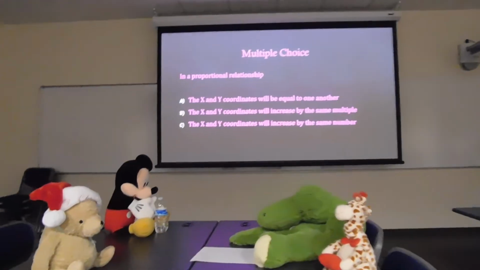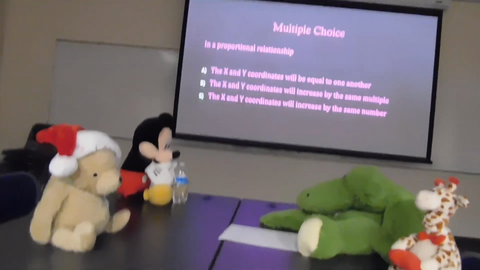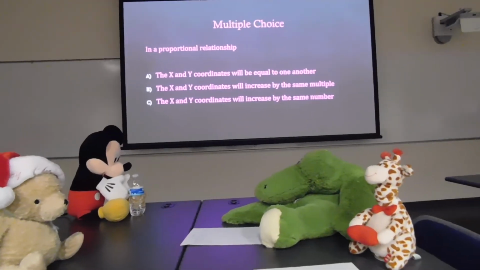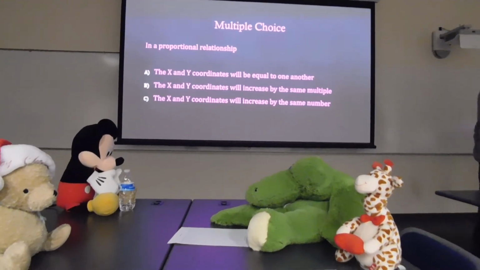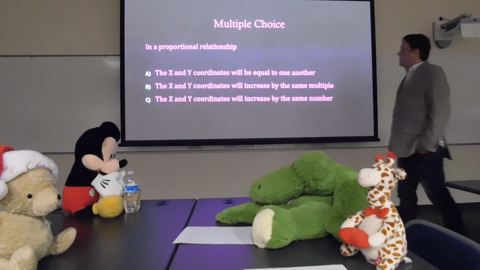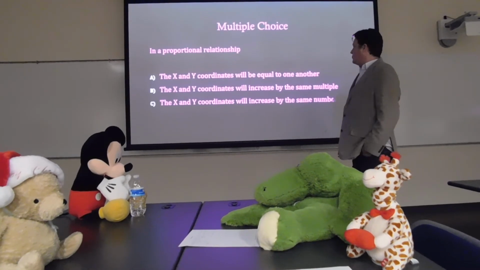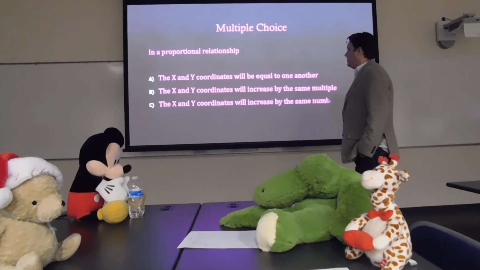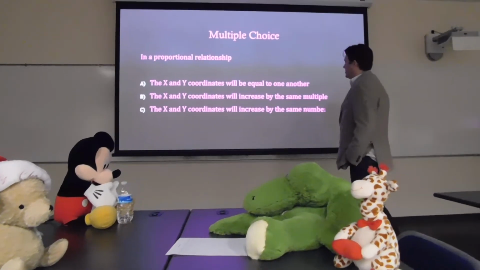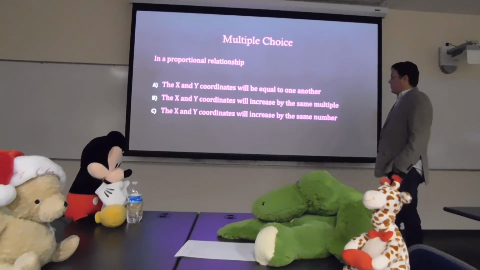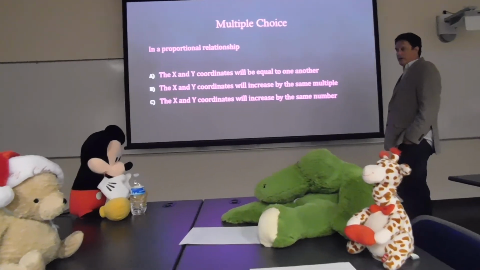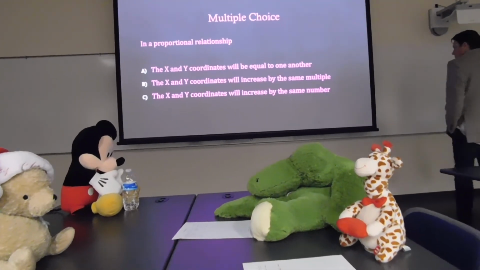So let's move on to the multiple choice section. You all have your clickers, and it allows you to answer these questions remotely. So here we've got, what is a proportional relationship? A, the x and y coordinates will be equal to one another. B, the x and y coordinates will increase by the same multiple. And C, the x and y coordinates will increase by the same number. Please select whether it's A, B, or C.